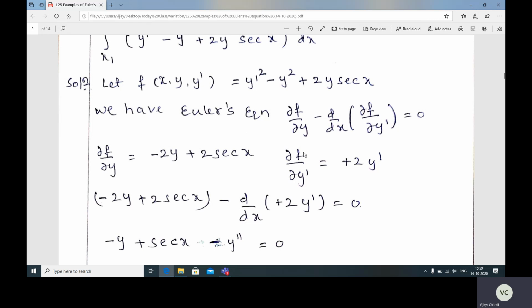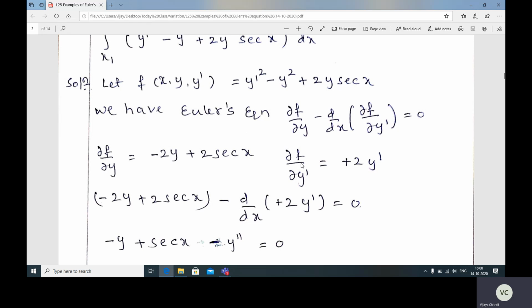Now differentiate partially with respect to y dash. So while differentiating partially with respect to y dash, keep the other variables x and y as constant. So this is constant, so 0, and this is constant because sec x is there, y is constant, this 2 is constant, so 2y sec x is constant. So what is left here? y dash raised to 2. So the differentiation of y dash raised to 2 with respect to y dash is 2y dash.